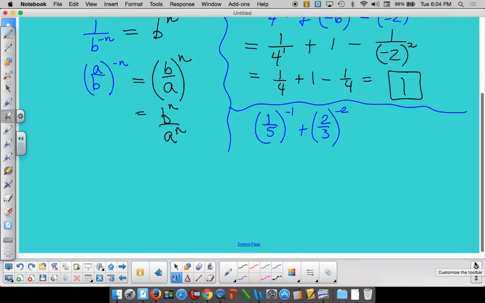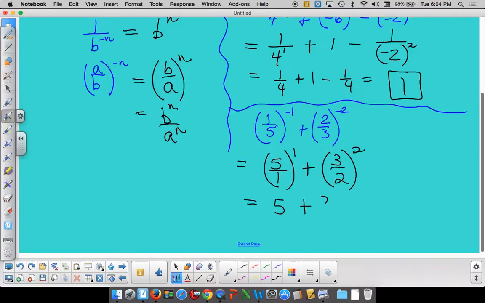The third example, if I have 1/5 to the negative 1 power, what does the negative power do to a fraction? Yes, boom, instantly flip it upside down. It's now 5/1, technically to the positive 1 power. You wouldn't have to write all that. The second one also flips, 3/2, now to the positive 2 power. With fractions, it's easiest to just flip them over. Now, crunch the numbers. We got 5 plus 9/4.